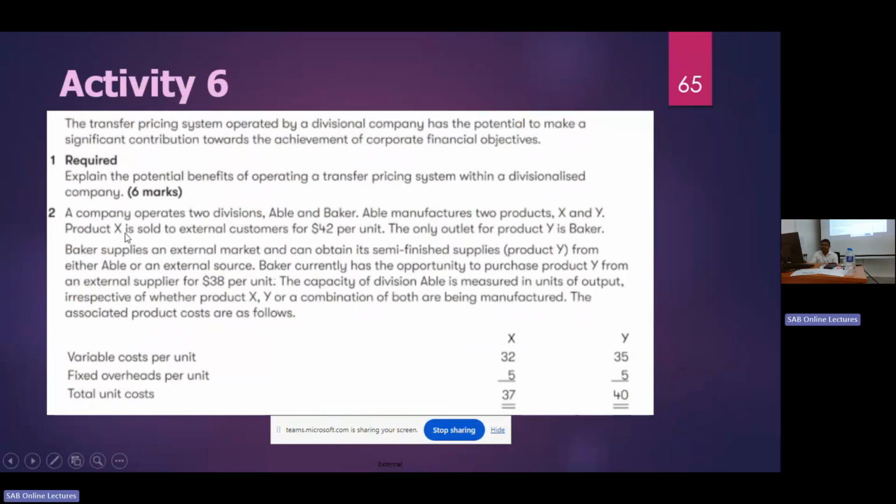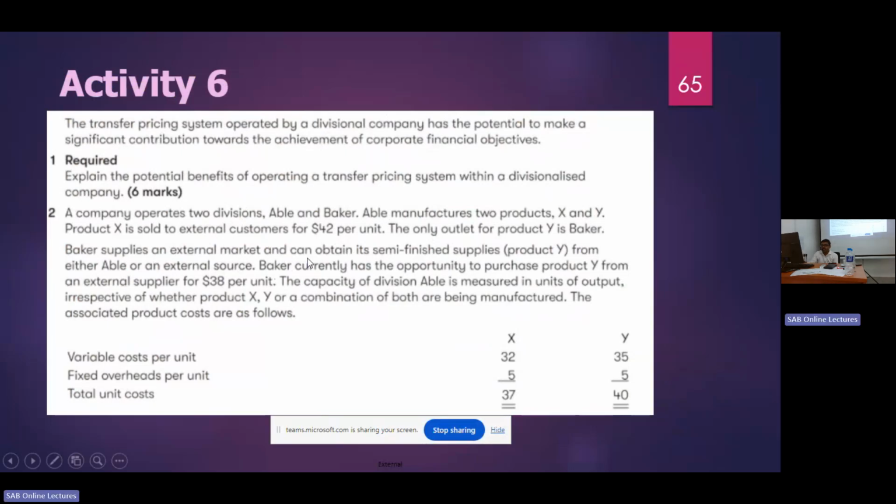Right? A makes X and Y. X can be sold to external customers at 42. Y is sold only internally, to B.